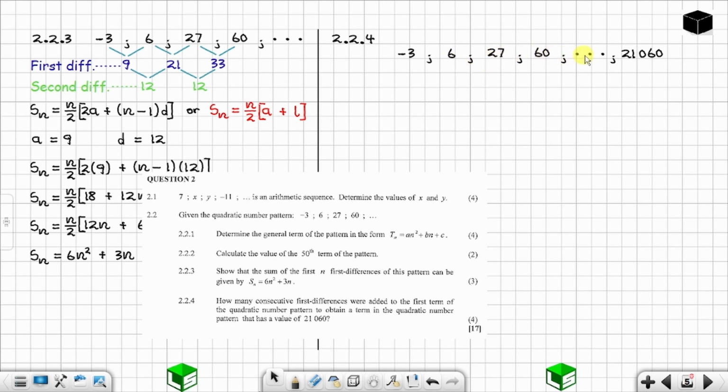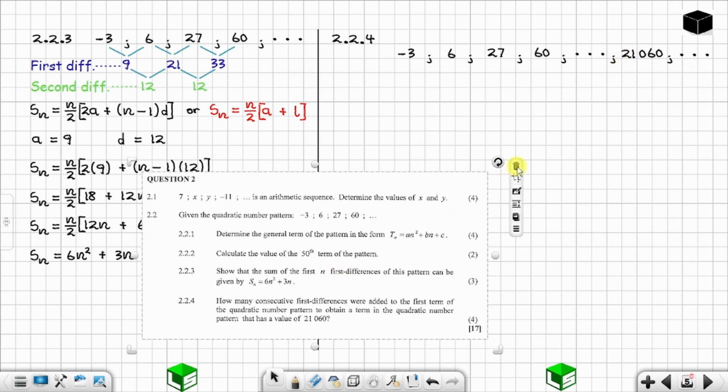After 60, you have terms. You don't know how many terms. And then you have 21,060. And after that, you have other terms. You don't know how many terms. So it's going to infinity. Okay. Now the question is to find how many first differences you need to add to this first term to get this value.